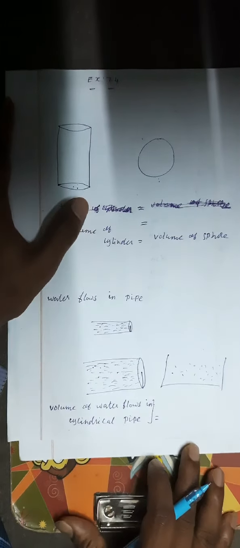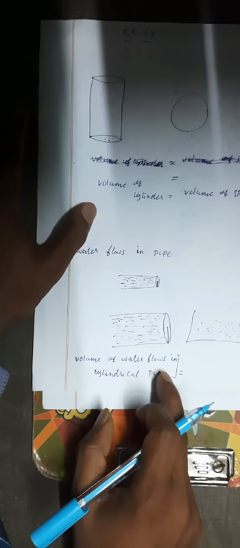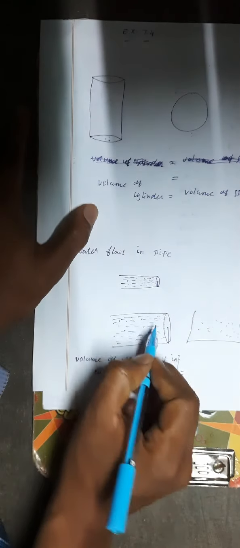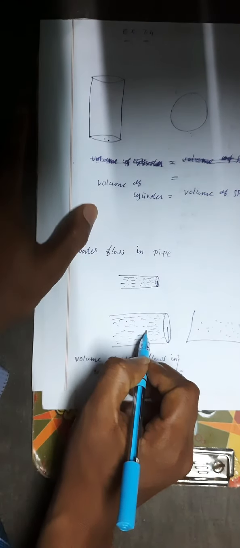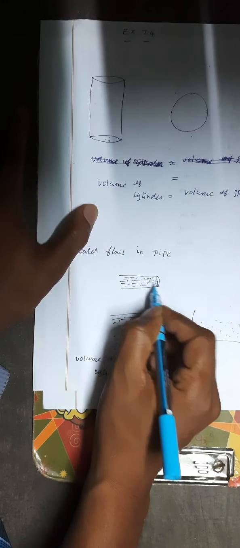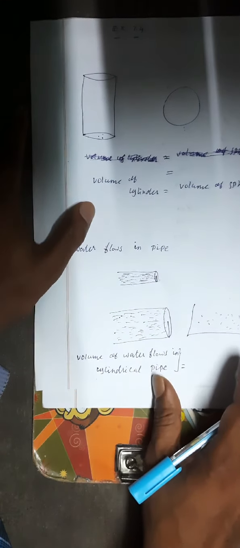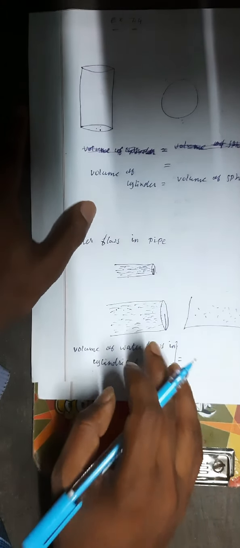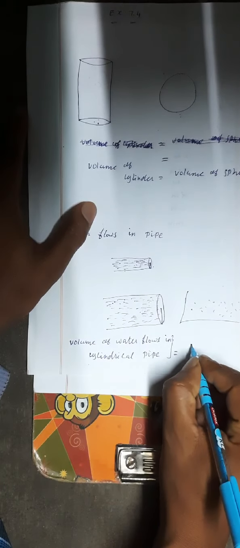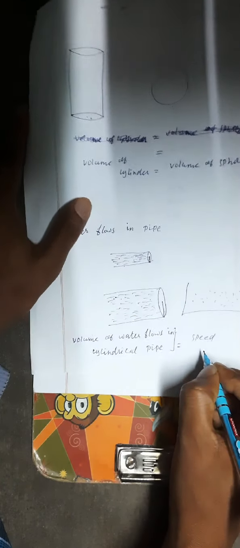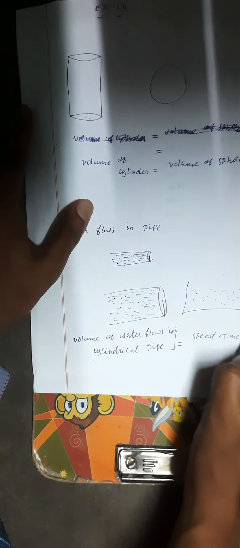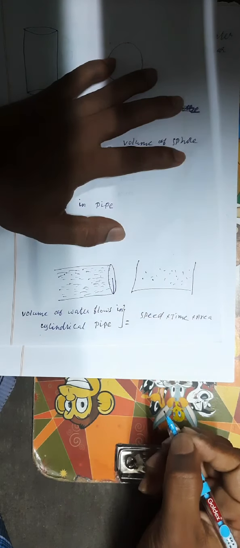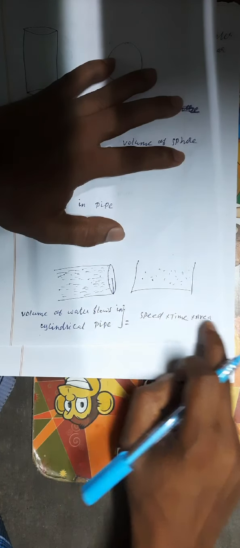So volume of water flowing in a cylindrical pipe has three conditions. First one is the water speed, second is the time taken t, and third one is the area of the pipe. So the volume is speed into time into area.